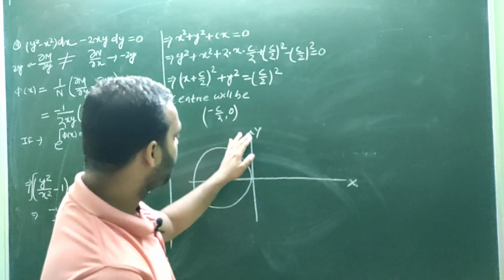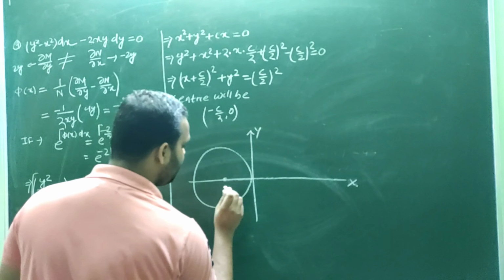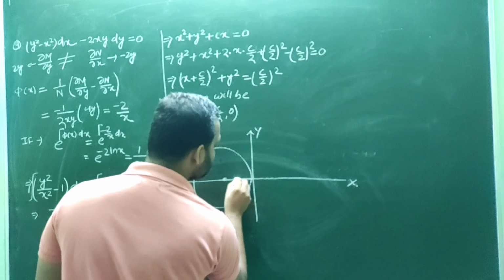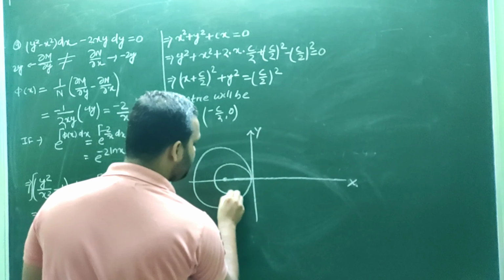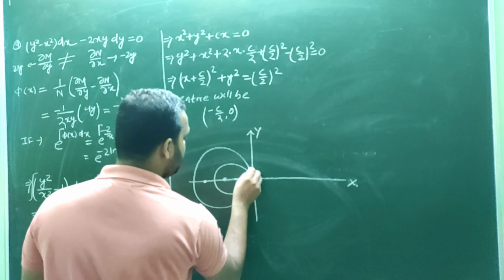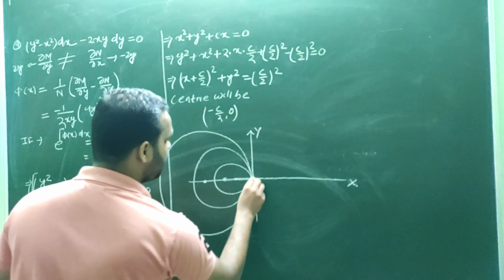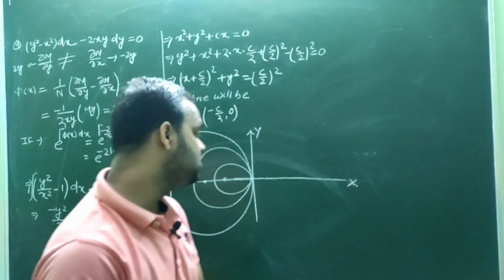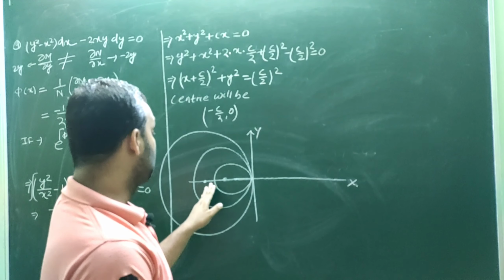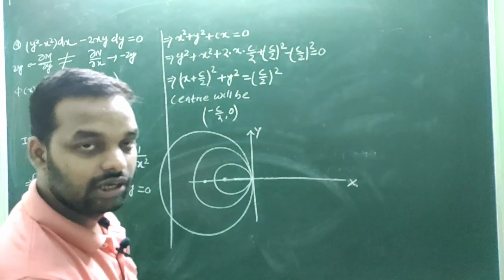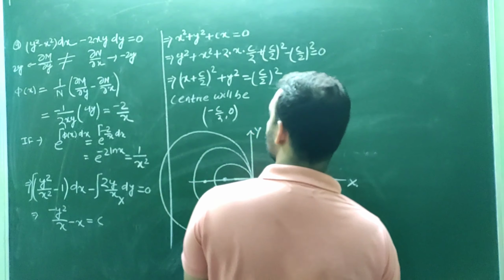There is no center on y-axis, only on x-axis there is center. Let's say center is this one. So if this becomes center, then this becomes radius. Your circle will be something like this. If center is this one and this will be radius, then you will get somehow bigger circle. So in this way, this gives us the family of circles with center on x-axis and touching the origin. Okay, I think you got these two questions.